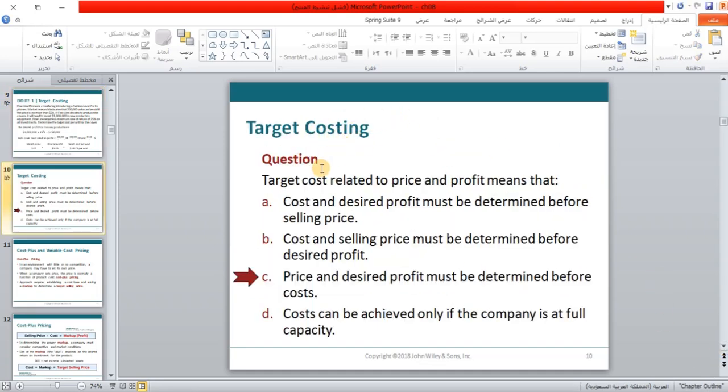Target costing. The target cost is related to price and profit, which means that price and desired profit must be determined before cost. So target cost is the difference between the price and desired profit.